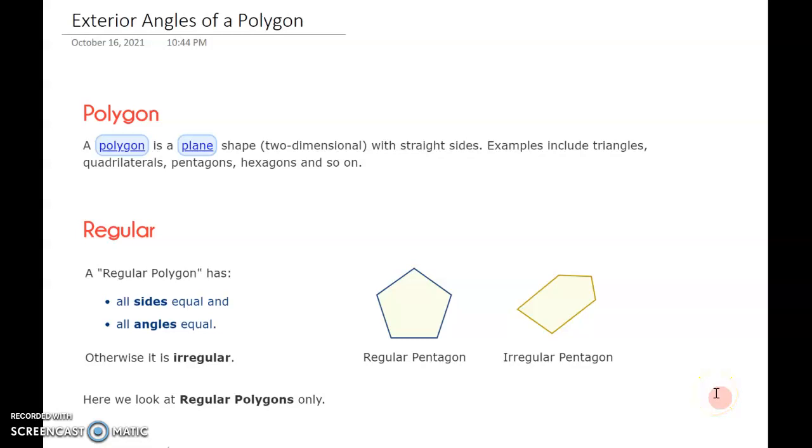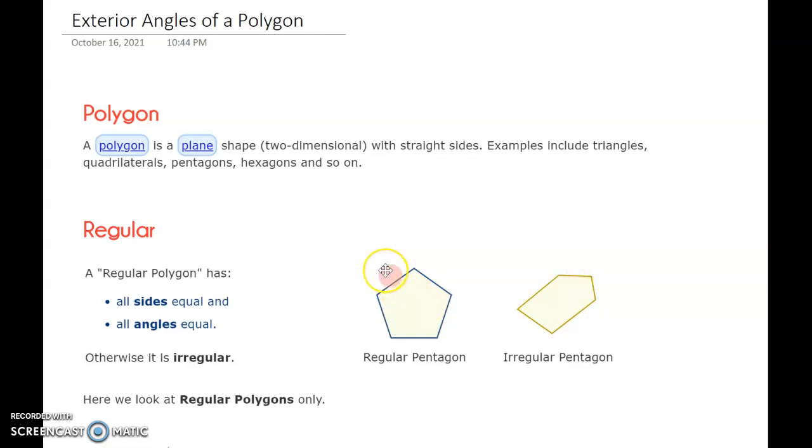Hello class, today we're going to talk about the question that deals with exterior angles of a polygon. So let's first define what a polygon is. A polygon is a closed two-dimensional shape with straight sides. So some polygons you already know are rectangles, squares, triangles, and then things like pentagons and hexagons and so forth.